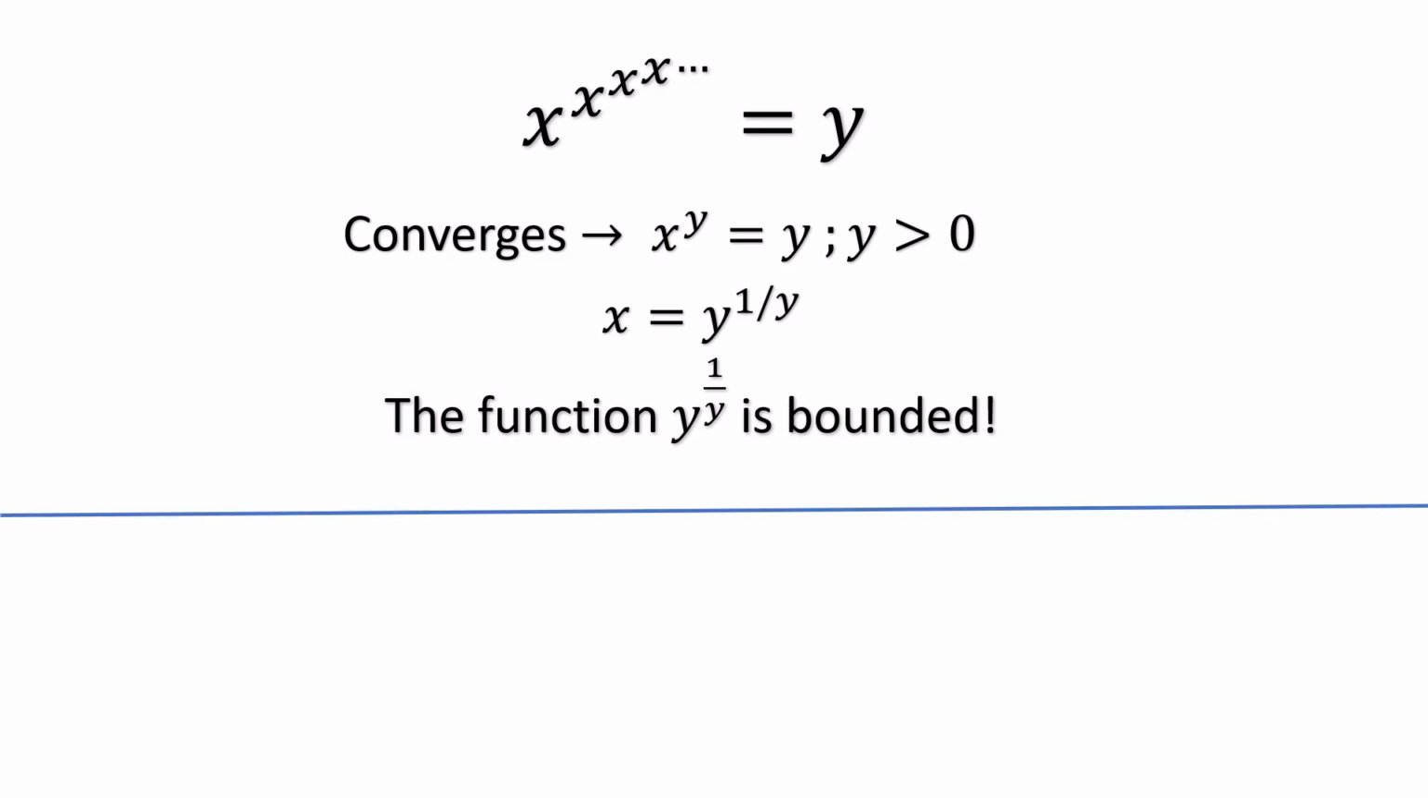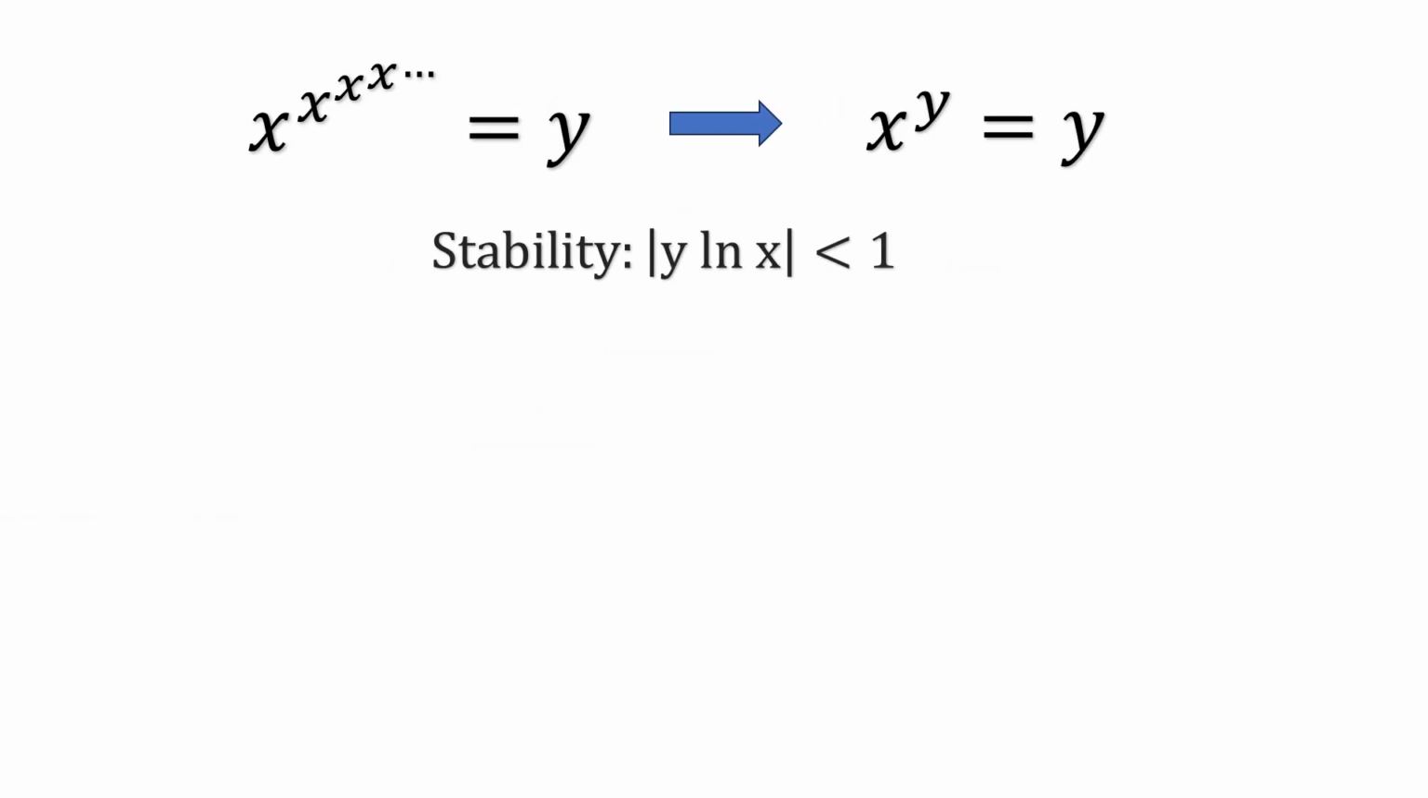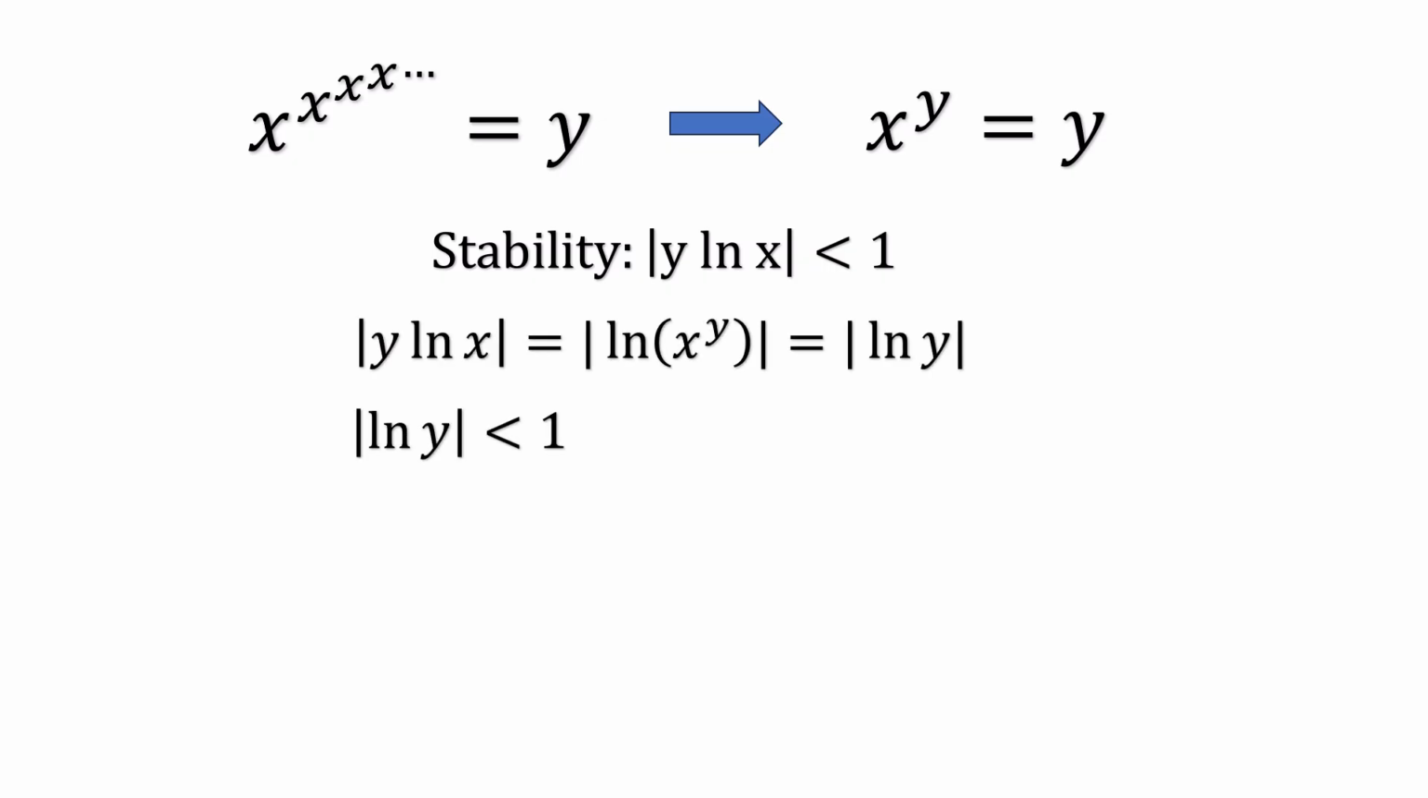But for any power tower to actually converge to a fixed point, it must satisfy that the absolute value of y log x should be strictly less than 1. This is called an attracting power tower. Now, using properties of logarithm and inequalities, we can establish that y is in fact bounded.